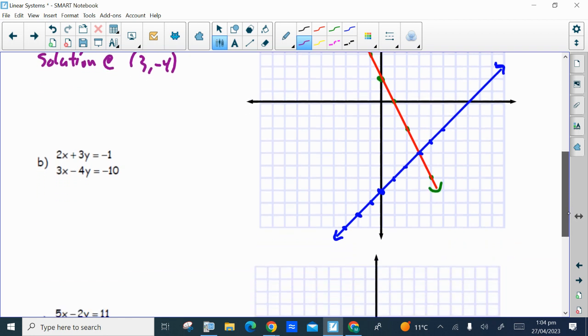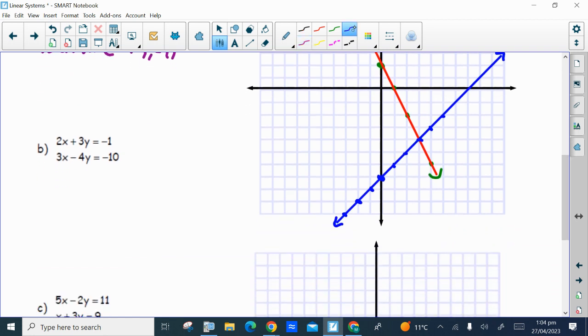Now for question B, what's different is that the equations are not in slope-intercept form. So we need to put them in slope-intercept form so we can graph them. That is one option. Another option, if we wanted to, we could graph them by finding the x and y intercepts. But I'm going to do it by putting it in slope-intercept form.